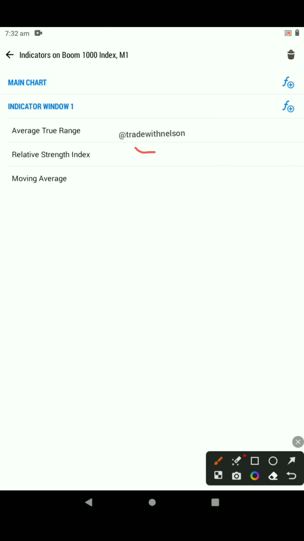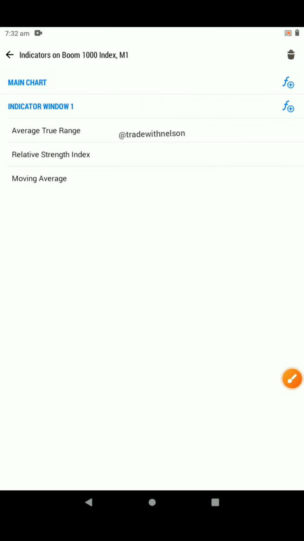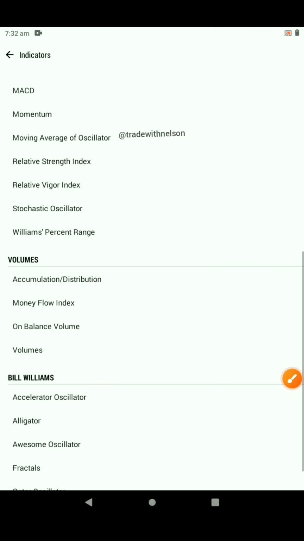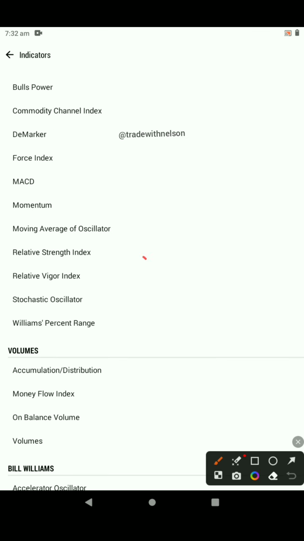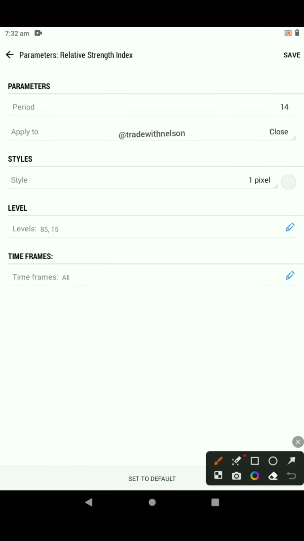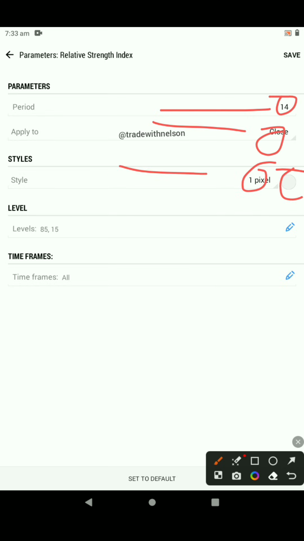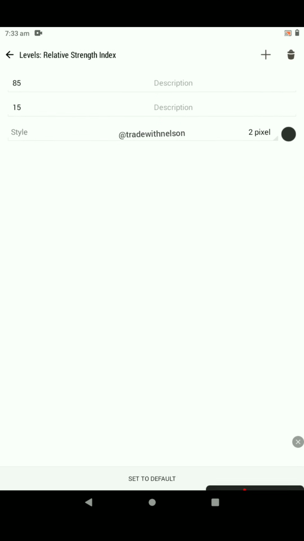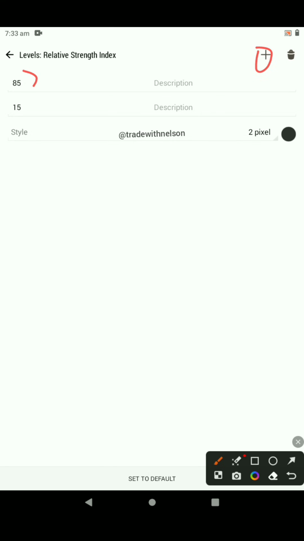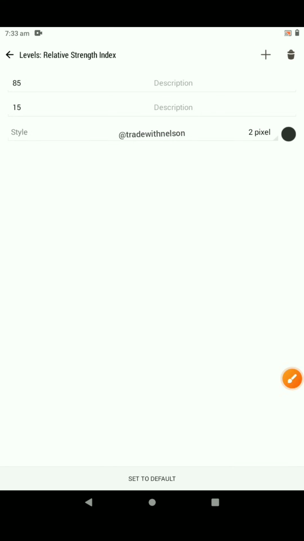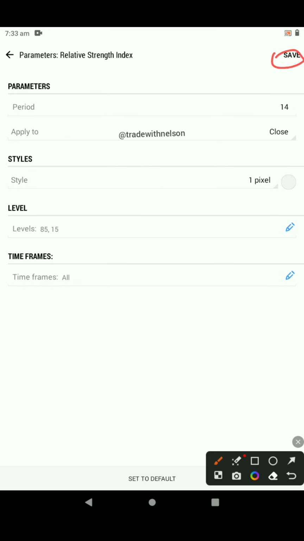For the second indicator, which is the relative strength index, click on the F icon on the indicators window 1. Scroll down a bit. This is your relative strength index. If you click on that, make your period 14, apply to close, style 1 pixel, and select a color that suits your background. As you can see, I'm using white. For the levels, click on this pen icon, click on add to add a level, type 85 and 15, style 2 pixels, and select a color of your choice. After that, you click on save.